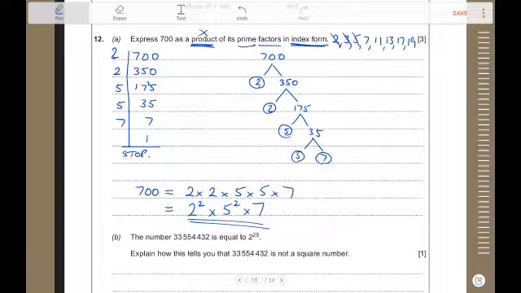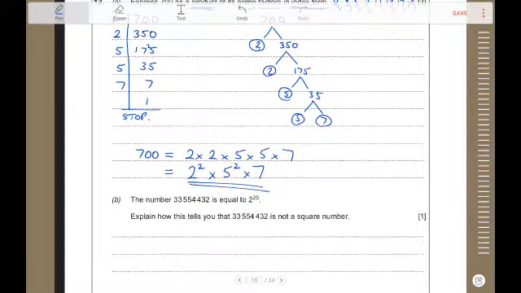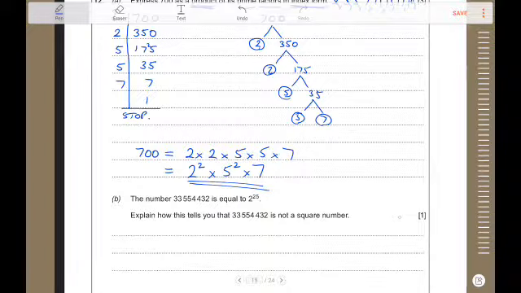Okay? Now there's one little question tagged on the end here. And this mark is quite often lost by pupils, and it's very straightforward. It's only 1 mark. They have asked this question in different ways sometimes, but it's all based around the fact I'm about to tell you. So the number, now let's have a look at this.